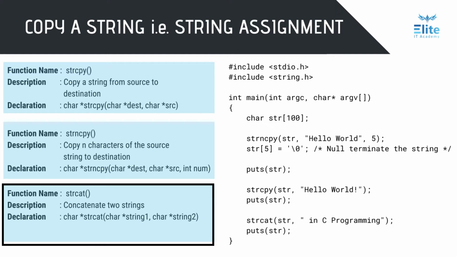Finally, the string cat function is the string concatenation function. It appends the string 2 argument to the end of the string 1. The string 1 is the first argument to the function and string 2 is the second argument. Again, you should make sure that string 1 is large enough to hold the concatenated string.